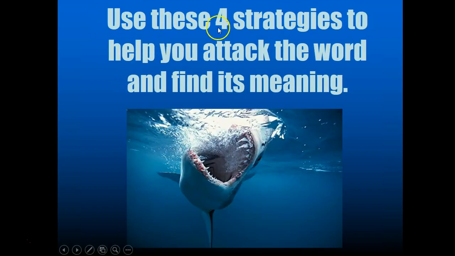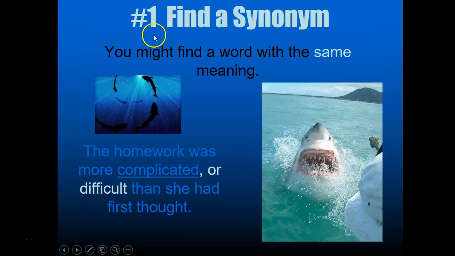Here are specifically 4 strategies to help you attack the word and find its meaning. Attack like a shark. See those teeth? You got to attack like that. Number 1, find a synonym. You might find a word with the same meaning.